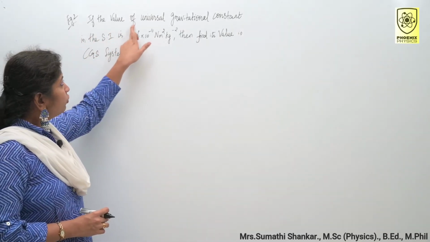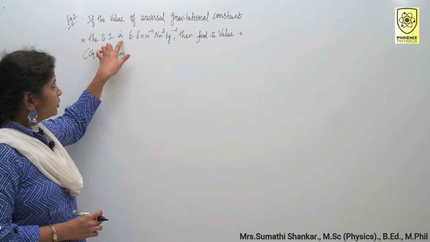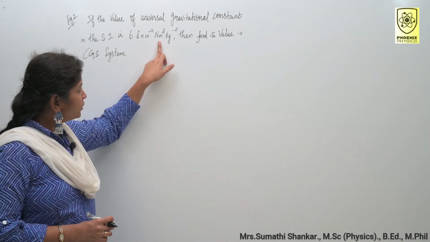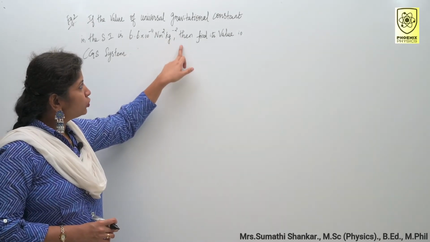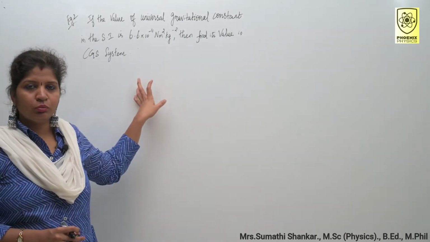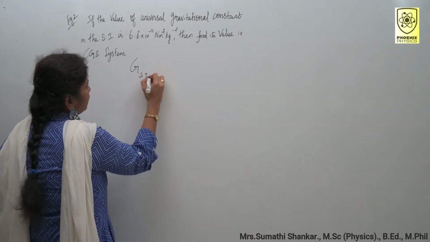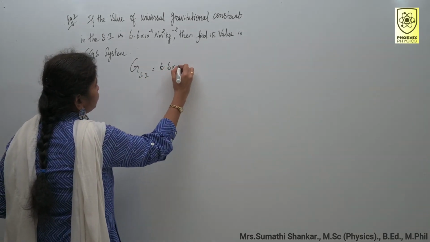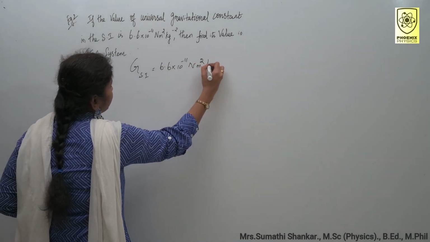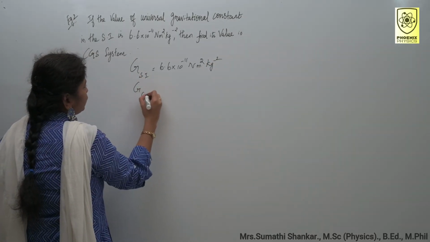If the value of universal gravitational constant in the SI is 6.6 into 10 to the power of minus 11 Newton meter square kilogram minus 2, then find its value in CGS system. Okay, here what is given? G SI is given, that is 6.6 into 10 to the power of minus 11 Newton meter square kilogram minus 2. We have to find out G CGS.